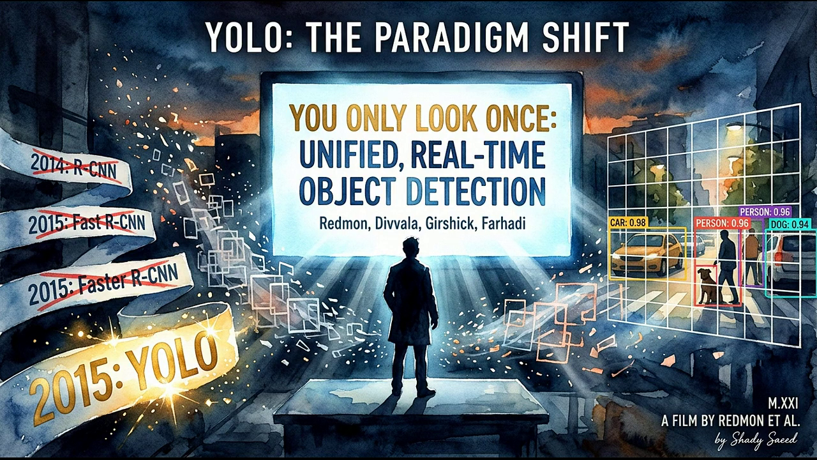In 2015, a brilliant and unconventional researcher named Joseph Redmon asked a radical question. What if we skip the region proposals entirely? What if we just look at the entire image once and predict all the objects in a single pass? He called his invention YOLO, you only look once, and it changed computer vision forever.